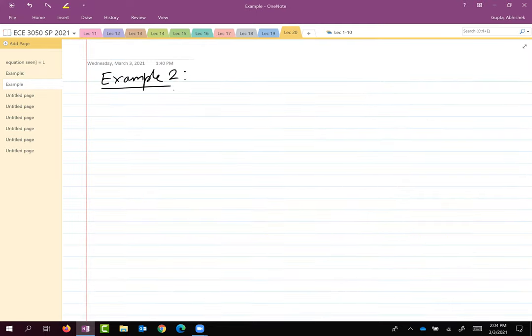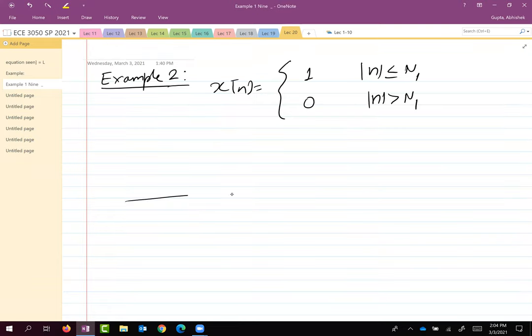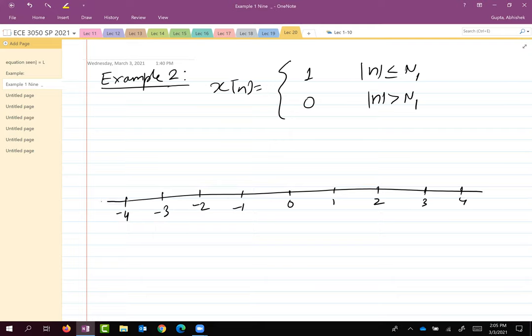Okay, so let's go to the second example. And here I want my x of n to be 1 for n less than or equal to n1, and 0 for n greater than n1. So what does this signal look like? This is n1 equal to 2. Okay, our goal is to compute the Fourier transform of this particular signal.